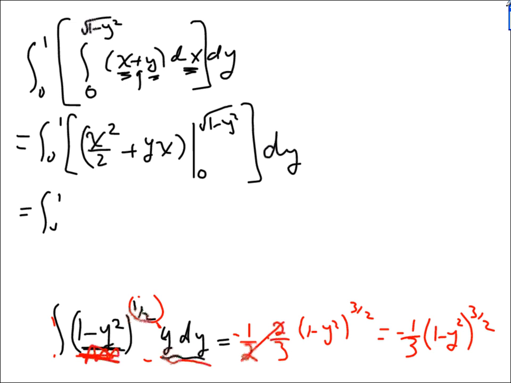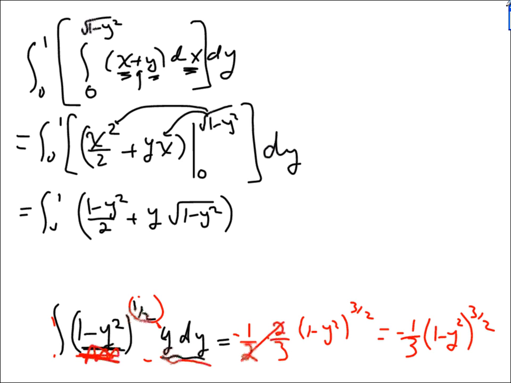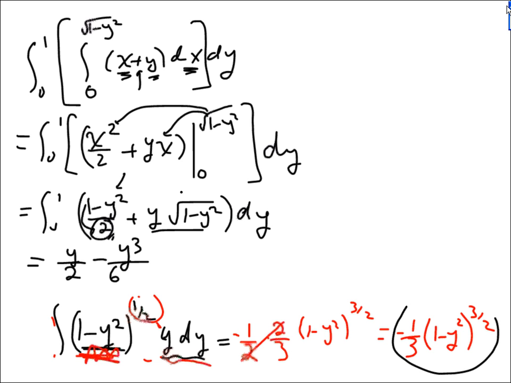So it's the integral from 0 to 1. When you plug that in for x, you get (1 minus y squared) over 2 plus y times the square root of 1 minus y squared, all times dy. So the integral of 1 over 2 is just y over 2, minus the integral of y squared over 2. The integral of y squared is y cubed over 3, and the 3 in the bottom times the 2 in the bottom makes it 6. Plus this integral. But that's what we did on the bottom, and there happens to be our answer.